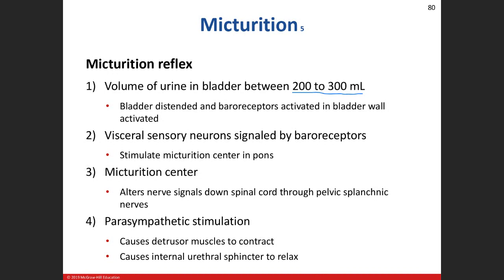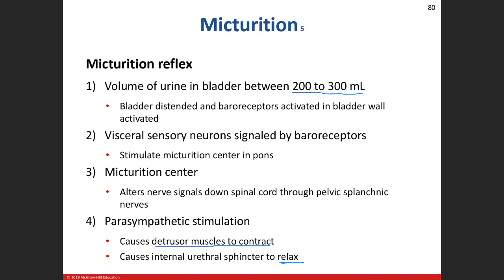Those baroreceptors send that sensory information up to the pons in the brainstem. The pons then sends that information back down the spinal cord to the pelvic splanchnic nerves, S2 through S4. These will now tell the detrusor muscles to contract, squeezing the walls of the bladder, while at the same time causing the internal urethral sphincter to relax. So urine can start to come out of the bladder.